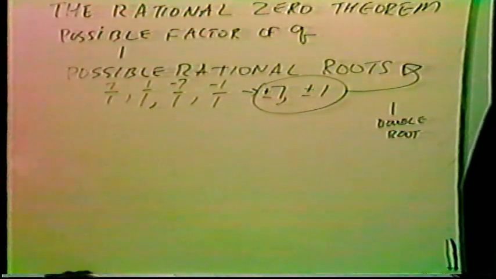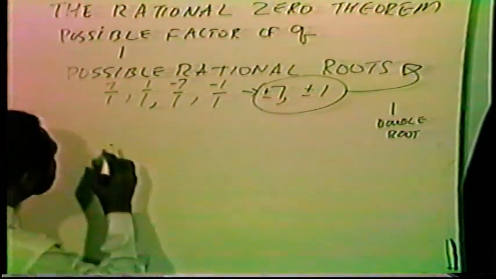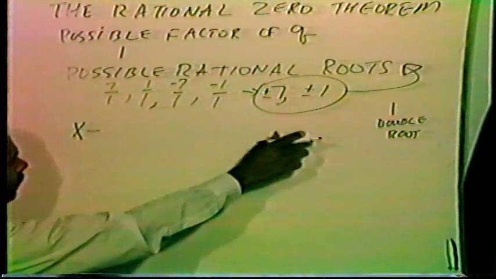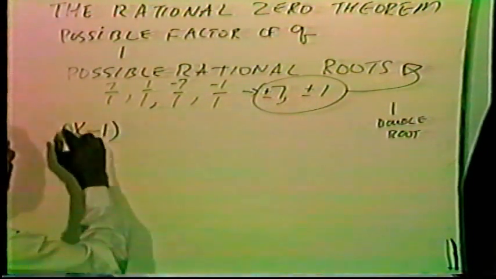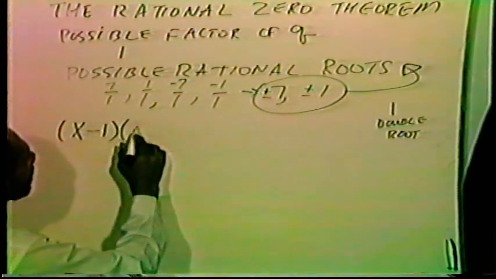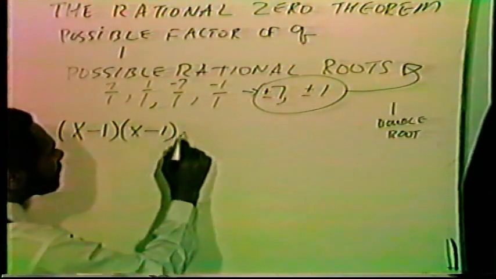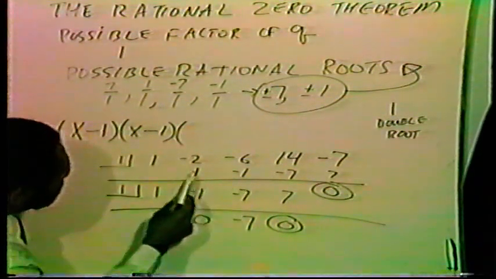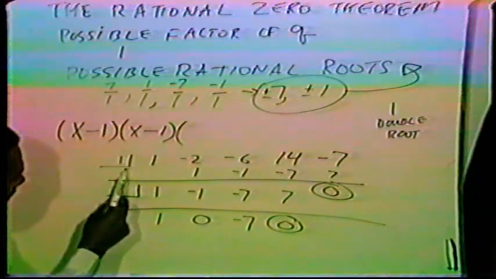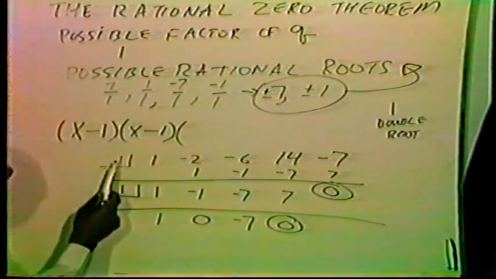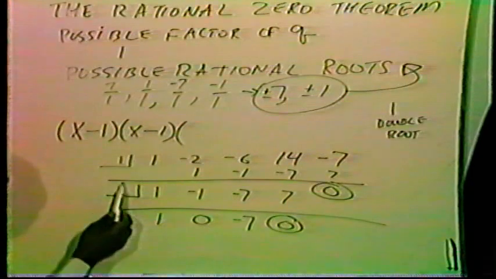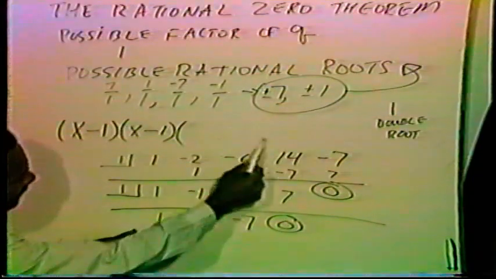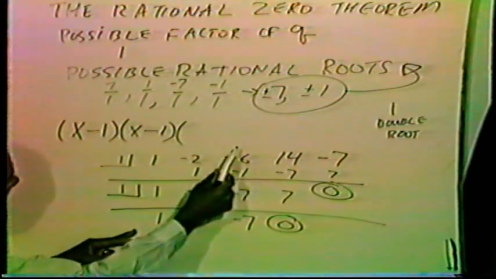When we write the factorization here, it tells us that x minus the root, so the root is 1, so we'll have x minus 1 times x minus 1, and then times, so when we did the synthetic division for the first time, we synthetically divided by positive 1, and then we synthetically divided by positive 1 again. Now this last bottom row here will give us the rest of the factorization that we have here.